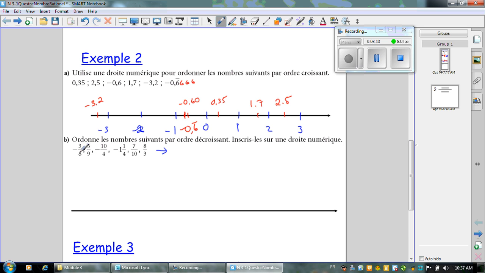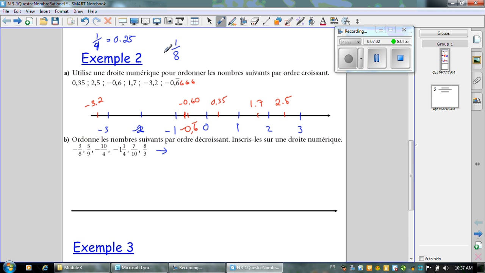So 3/8, that's tough. You have to figure out what 1/8 is. Well, if you don't know what 1/8 is, you know that 1/4 is 25 cents.